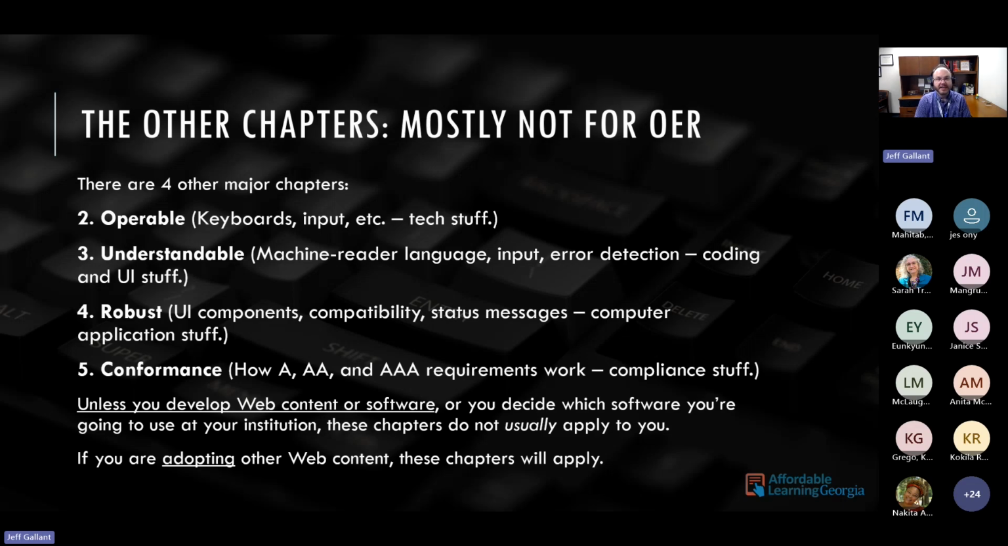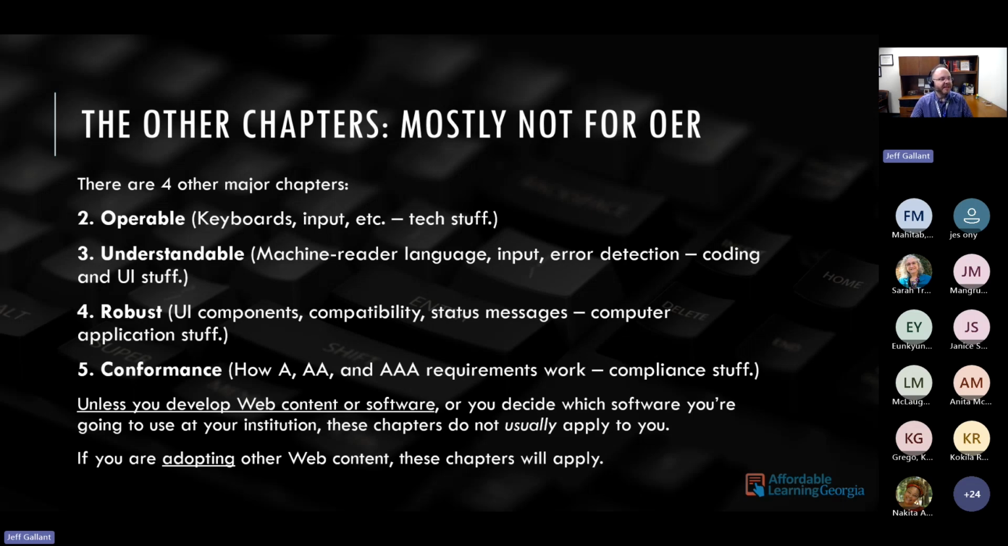4 is whether or not the user interface is robust. That's not really something that we're looking at if we're just making an open textbook in an application that somebody else made. But the people who make those applications, and if you're requiring your students to use any kind of software, that stuff applies to it. And hopefully the software creators have some sort of documentation of how they've made their stuff accessible.